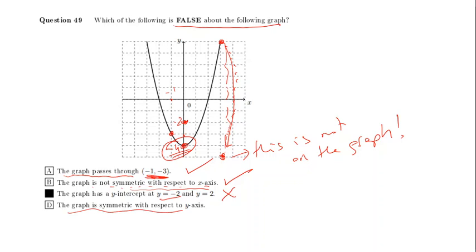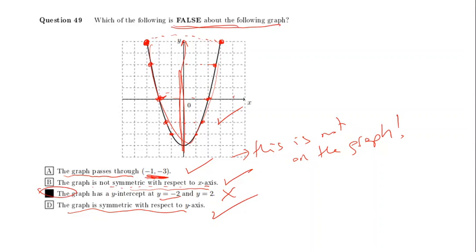Now let's check this one. The graph is symmetric with respect to the y-axis. Is it so? Yes, it is. How can you check? You can look here, you will get a symmetric shape, or you can go with the points: take this point and look at its reflection through the y-axis, it's this. Take this one, its reflection through the y-axis. They're also on the graph. So the reflections of the points are on the graph, so it's symmetric with respect to the y-axis. So the answer, since it's asking for the false one, is this.